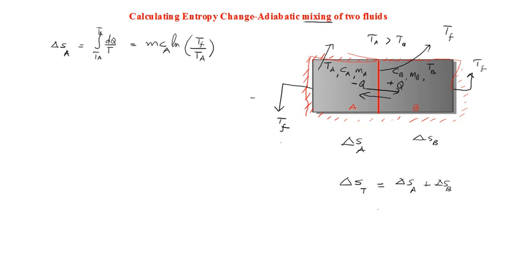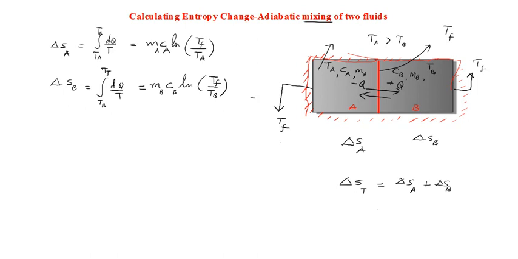Similarly, what will be delta S for B? Delta S for B, that will be again from, what is the initial temperature of B? That was TB. And finally it will reach what? TF. TB to TF, dq or d bar q over T will be equal to, sorry, here I am supposed to write mass of B, not mass of A, mass of B into specific heat capacity of B into log of TF divided by TB.